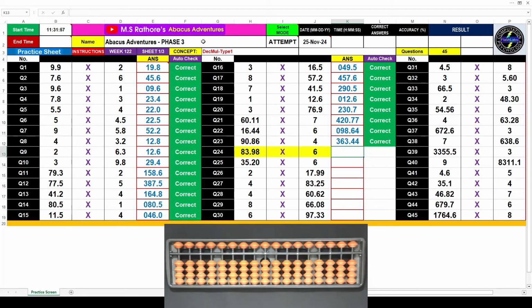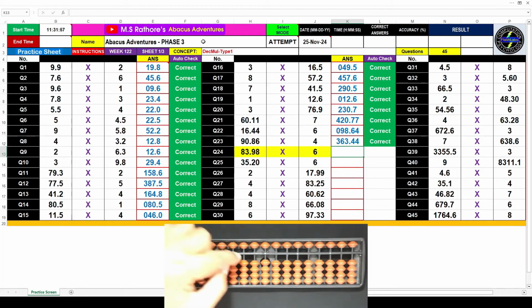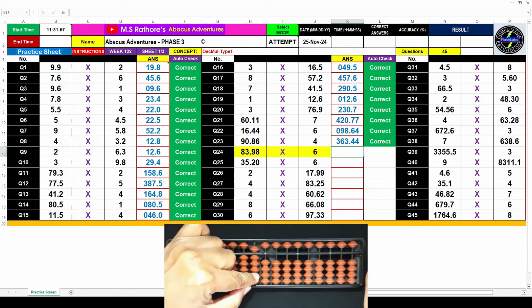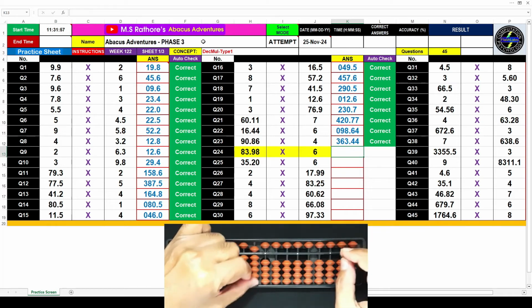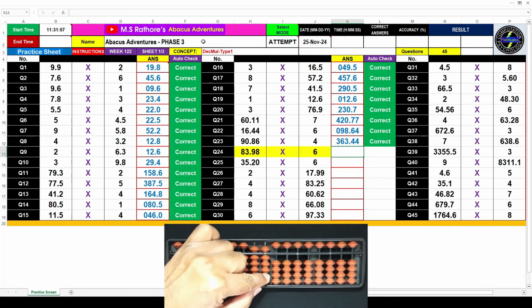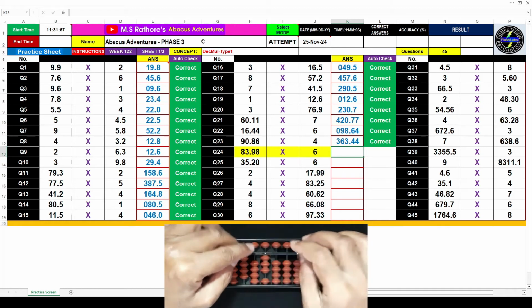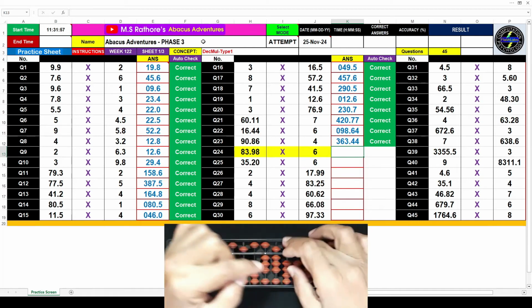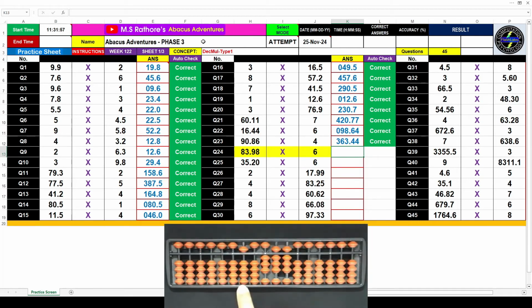Question number 24, 83.98 multiplied by 6. So which rod should we begin the answer from? You're right, rod number 3. So my left index finger is on rod number 3. Now 6 8s are 48, finger shifted. 6 3s are 18, finger shifted. 6 9s are 54, finger shifted. 6 8s are 48, and the answer is 503.88.